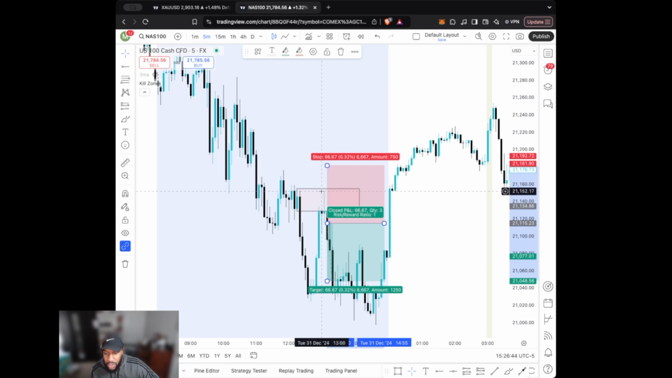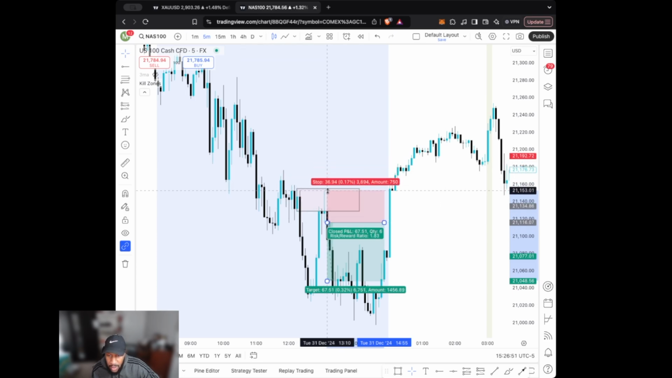So as it pushed up here, it gives us our break of candle entry right here. And as we enter, we put our stop loss at the top of the candle, and then we initially target our 1-to-1.